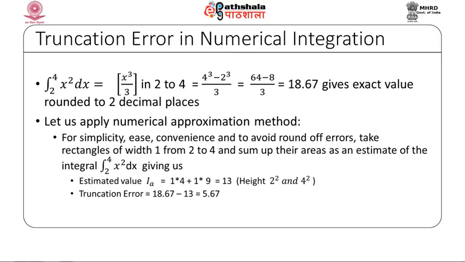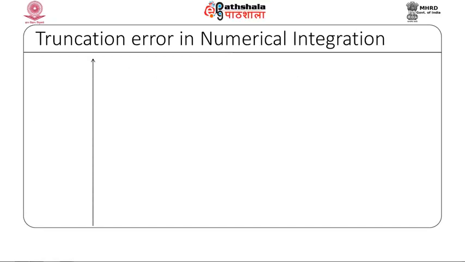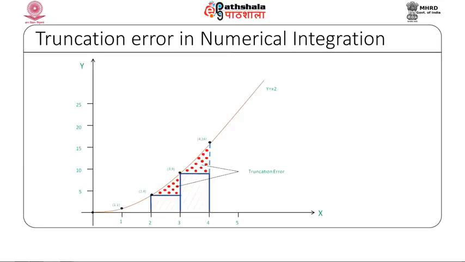Now, let us apply the numerical method here. For simplicity, just for ease and convenience, let us consider 2 rectangles of width 1 each. We are integrating from 2 to 4. So, we are taking 2 rectangles, 2 to 3 one rectangle and 3 to 4 another rectangle, and we find the area. The shaded area of these rectangles is our estimate for the integral, and whatever area is left uncovered, shown by the red dots, amounts to the truncation error in this example.